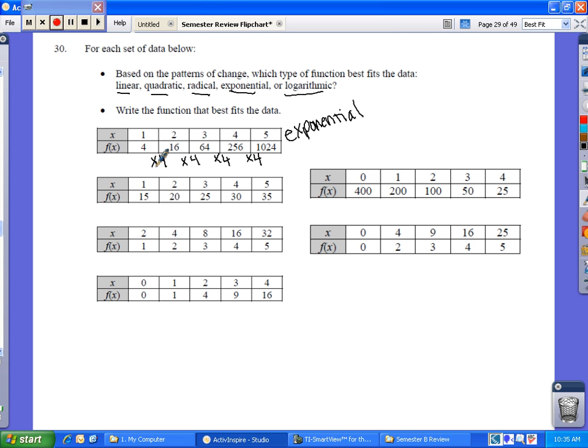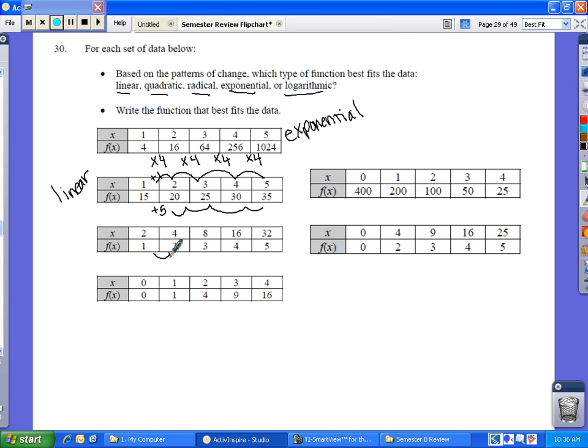For the second one, we can see that the y's increase by 5 each time, and the x is increased by 1 each time. So since there's a constant change in x and y, I know that the second one is linear.